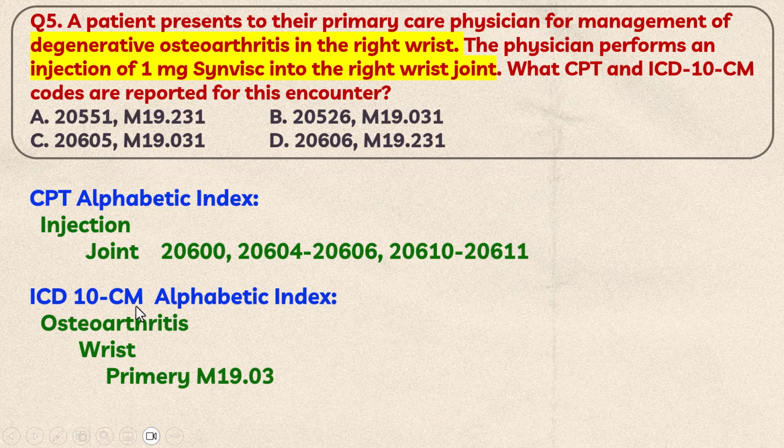In the ICD-10-CM alphabetic index, first you have to search for the main term osteoarthritis, then go for the subterm wrist, then go for the subterm primary. It will lead you to the code M19.03. Again, come back to the tabular list and confirm. Once you confirm, the correct code will be M19.031. So the correct answer will be answer C.